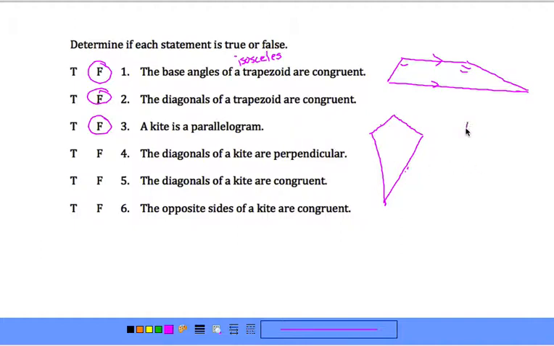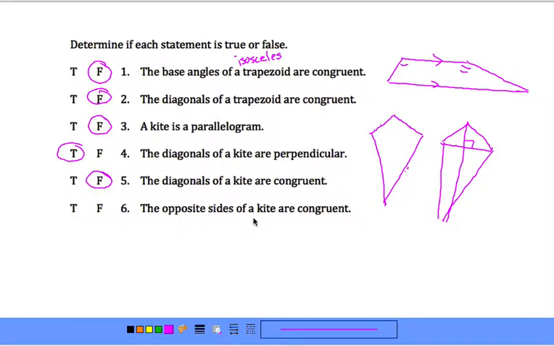However, the best way to draw a kite, we mentioned, was to draw one segment, draw a perpendicular segment, and then connect those two ends. So it is true that in a kite we have perpendicular diagonals. So number 4 is true. But the diagonals of a kite are not congruent, and from my rough sketch you can see that. This diagonal I drew much longer than the shorter one, so this is false.